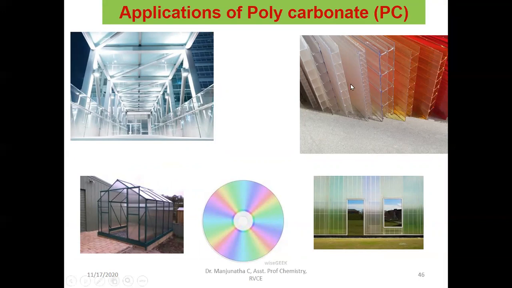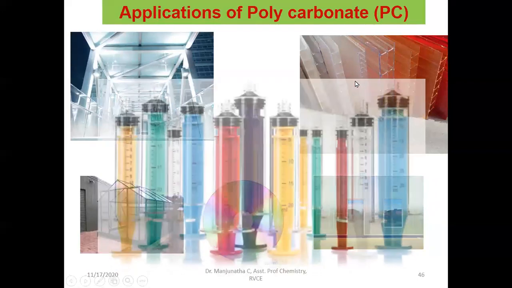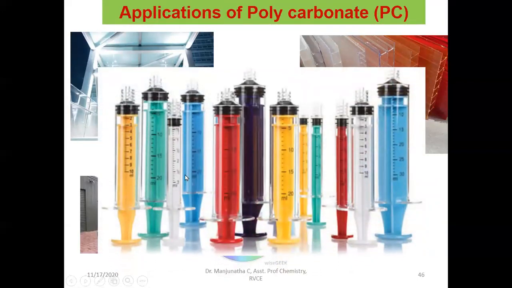Because of its transparency and high impact resistance, polycarbonate is used for making walls, glass houses, and even CD cassette drives are made of polycarbonates. These glass houses are all made of polycarbonates. They are lightweight, high strength, transparent materials. And it also finds applications in medical syringes. Medical syringes are made of polycarbonates.